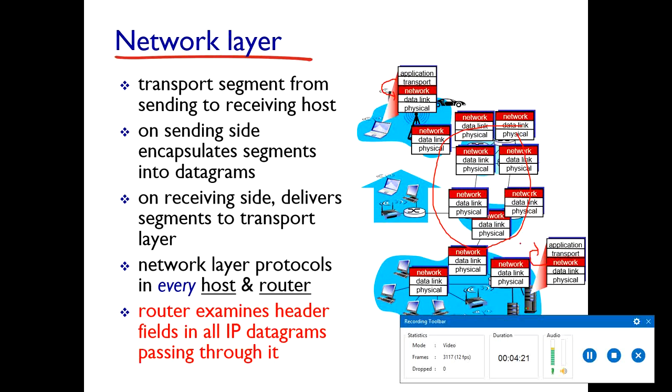Now what does the router do in the network layer? Router examines the header fields in all the IP datagrams that pass through it. By examining the header, it decides which output port a particular datagram should be directed to so that it can reach its destination.